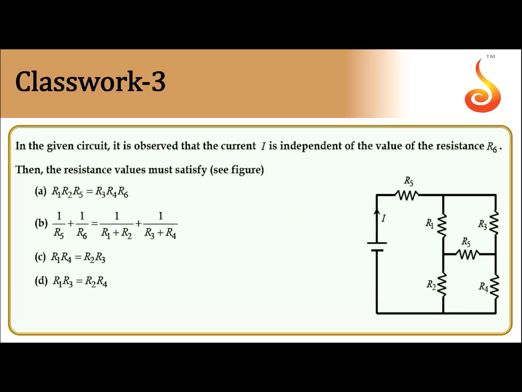Example 3. In the given circuit, it is observed that the current I is independent of the value of the internal resistance R6. This is R6 here. Then the resistance values must satisfy.